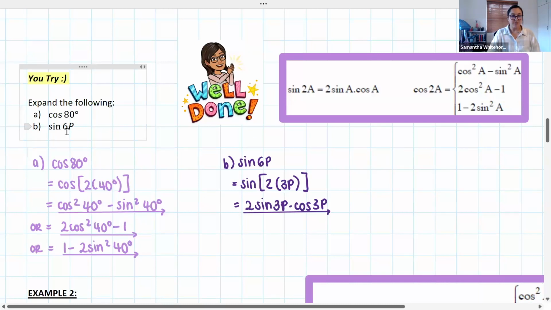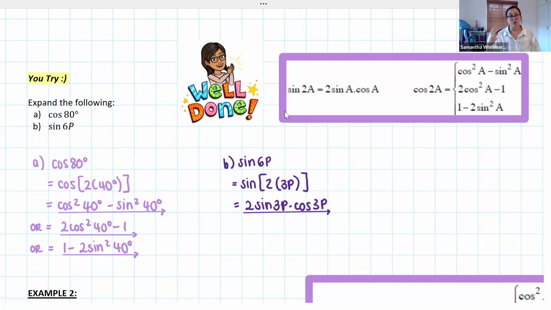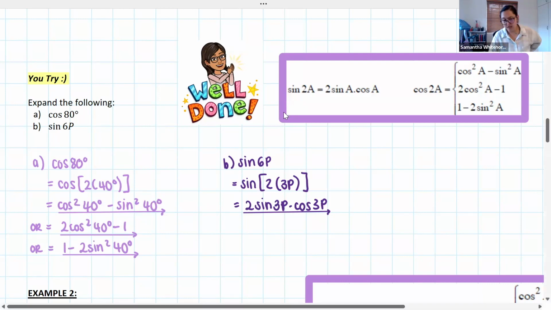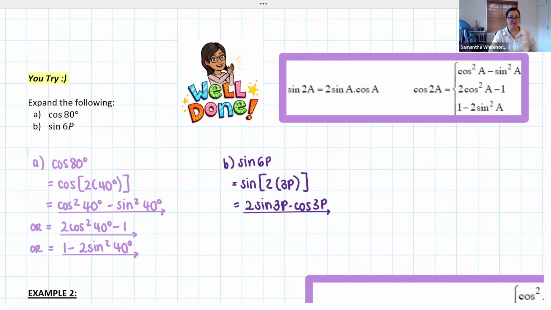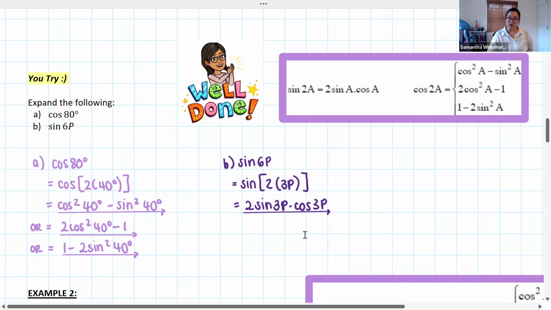Question B, sine of 6p. So sine double angle, there's only one. The double angle is 6p, so we have to go back to the original angle that we doubled, which was 3p. And so we've got 2 sine 3p cos 3p. That's it. Nothing too tricky, but like I say, if you've got questions, ask now, because this is the time to sort out the issues. I'm waiting 10 seconds for you to take a screenshot, and then we're going to have a look at example 2, which, shock horror, rather than expanding, we're now going to write as one ratio.